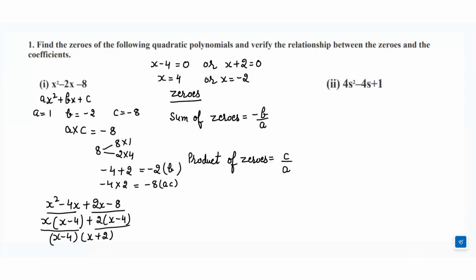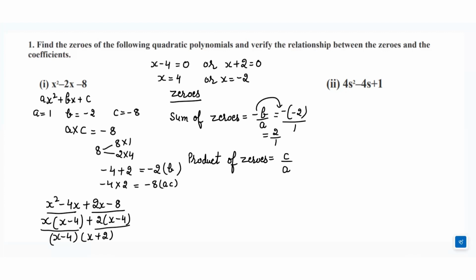So the sum of the zeros is given by the formula minus b over a. So what is the value of b here? Minus 2. We'll write on this minus here. Then minus b is minus of minus 2 over a. a is 1. That means we are getting here 2 over 1. So are we getting this when we use the zeros?